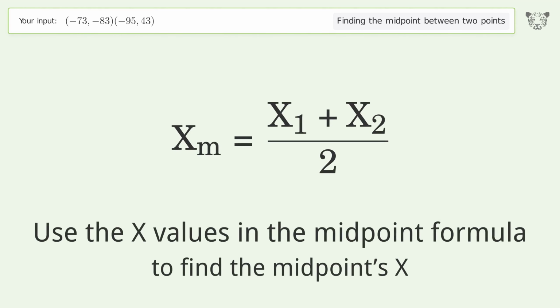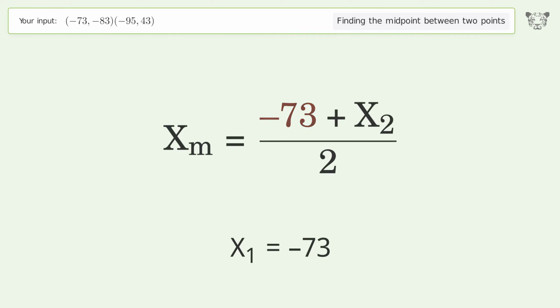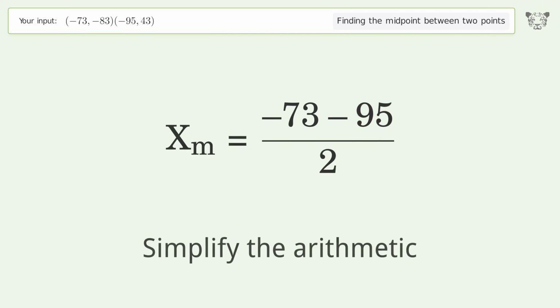Use the x values in the midpoint formula to find the midpoint's x. x1 equals -73. x2 equals -95. Simplify the arithmetic.